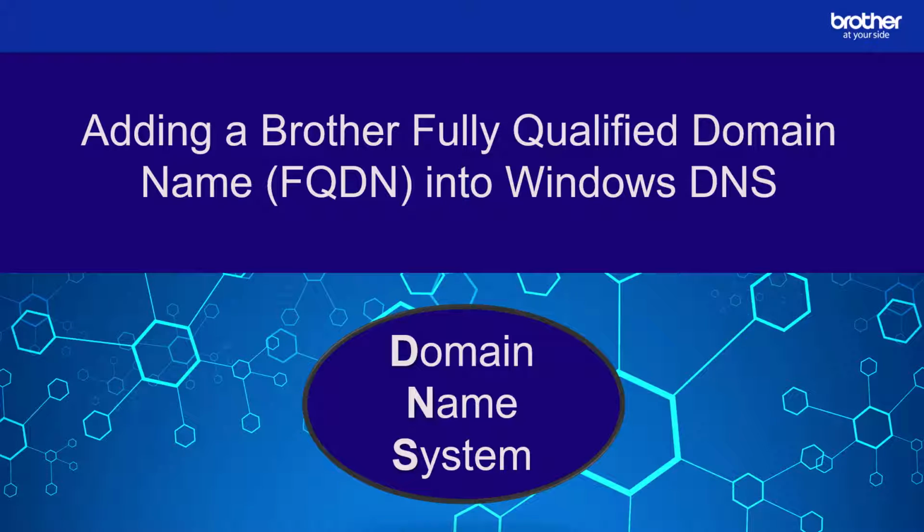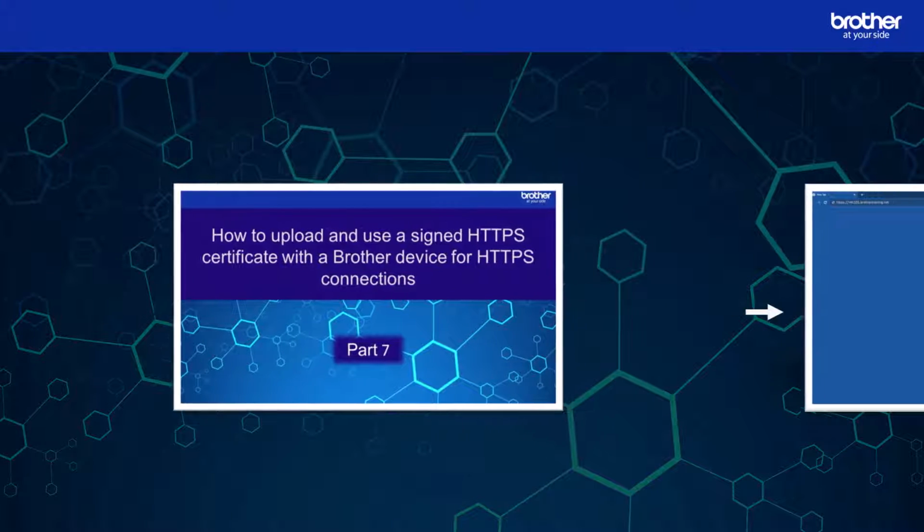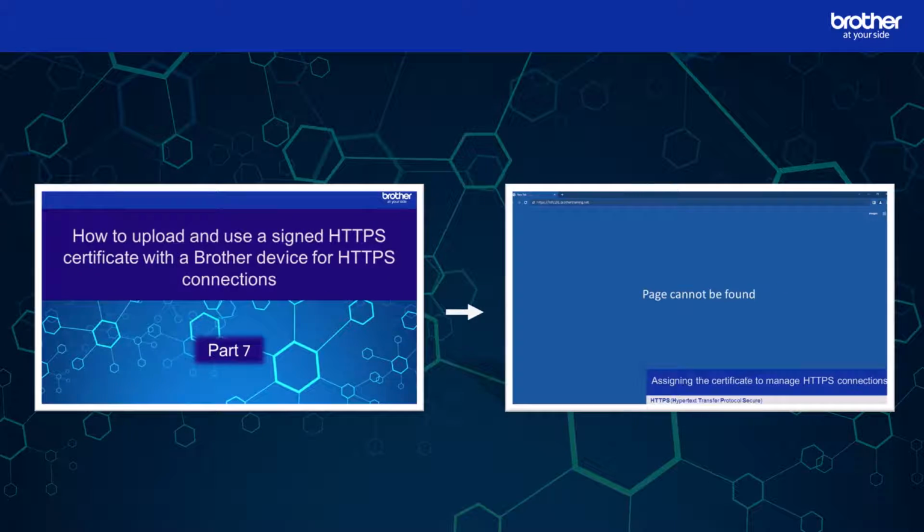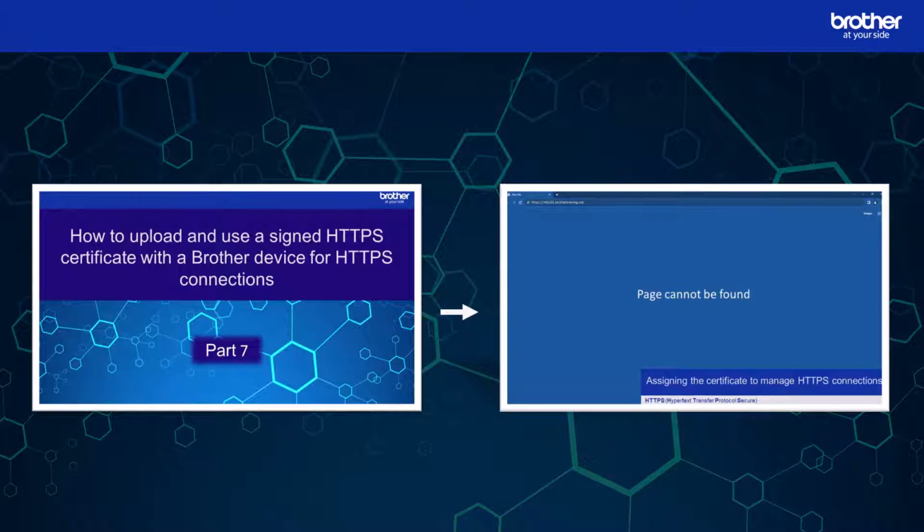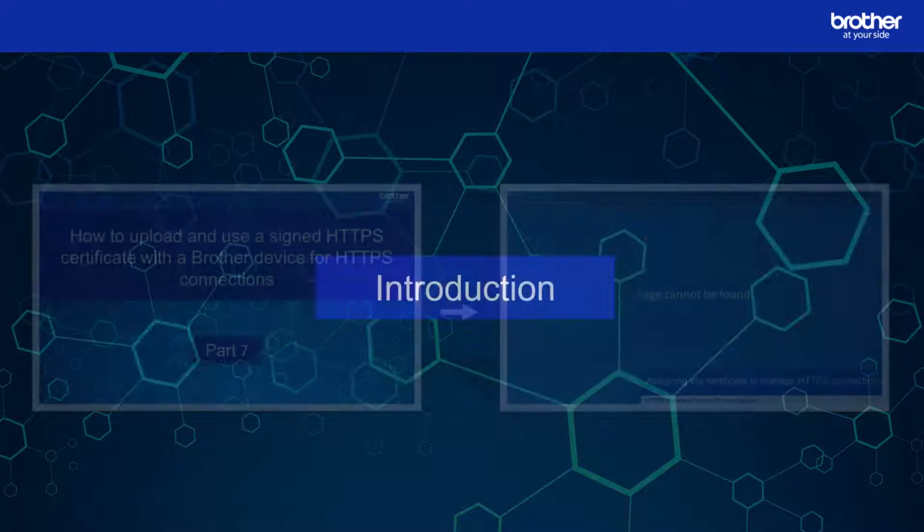Hello and welcome to this short video, which is intended to help troubleshoot a possible DNS issue that you may have encountered while following part 7 of my security training video on how to upload a HTTPS security certificate into Brother devices. The issue may have been caused by a missing DNS record, causing your computer not to be able to resolve your Brother device's FQDN back to its IP address.